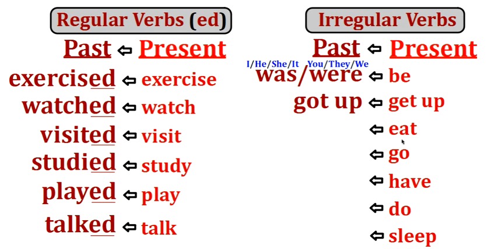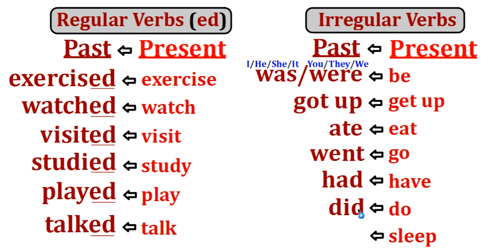The other irregular verbs, get up is got up. Eat in the past, ate, ate. Go in the past, went. Have in the past, had. Do in the past, did. And sleep in the past, slept, slept. Very good.